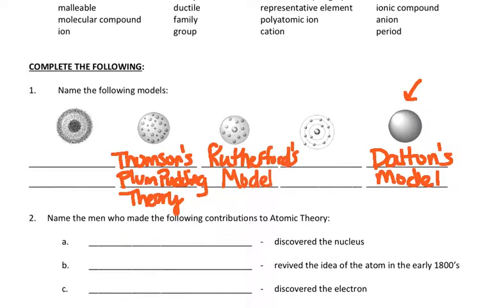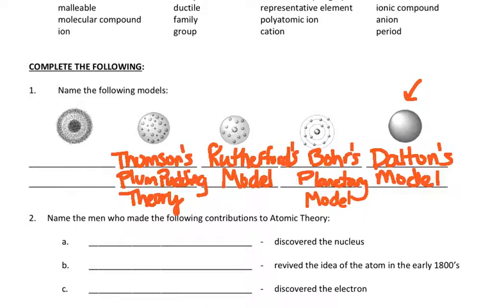Following Rutherford, instead of just saying the electrons are spread randomly about, Bohr discovered that they're going to be in orbits. So we have Bohr's planetary model, because they orbit around the center like planets around the sun. This one's a pretty easy one to pick out, because it looks just like planets.